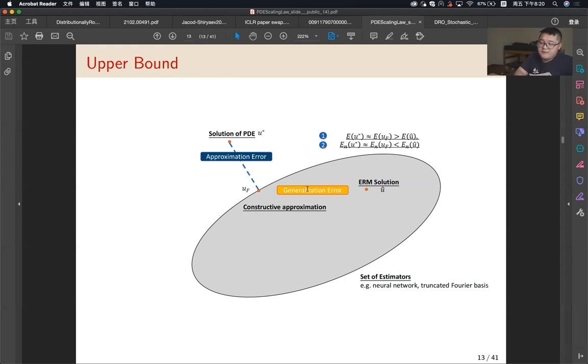I can always decompose the error into two parts. The first part is that you project your U star onto your estimators, and this is the approximation error. This one is the projection under the population loss, but the estimator is actually solved using an empirical version. So the two operators E and E_N have some error, and then U_F and the U hat here will have some distance. Okay, and this gray circle you can consider as a neural network or a truncated Fourier basis in my talk.